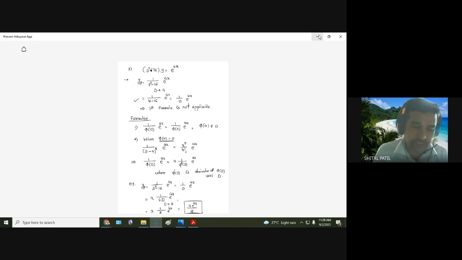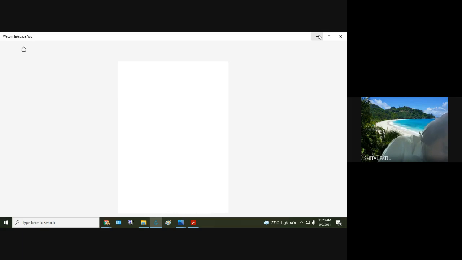Let me go through the next page. Right. Next. Okay. Let me change the page. It is like this. Third example. D square minus 25, y equal to e raised to 5x. Yes, solve it. Let me make a small change in the function. We are understanding one more concept also. Plus 3. e raised to 5x plus 3.